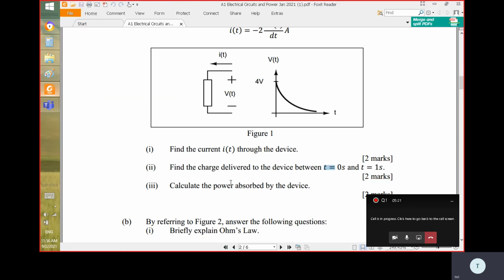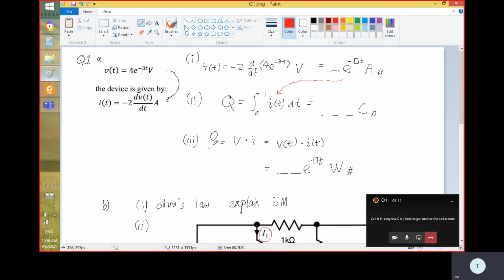Okay, for part number 3, you need to calculate the power absorbed by the device. And the equation for the power is the voltage multiplied by the current. So the voltage is given here, the voltage as a time function, and then we have a current. But for this current, you cannot use this dv/dt here, you need to use the current from here.